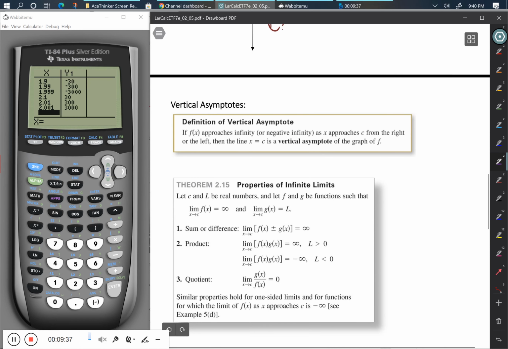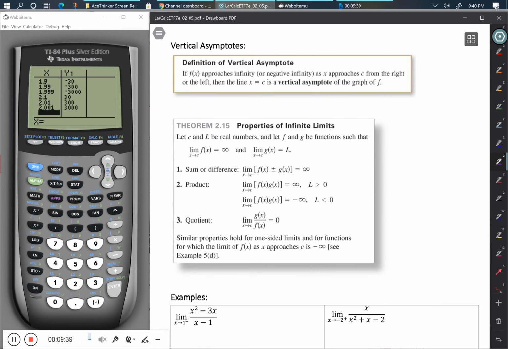Right. So then, what does it mean to say that you have a vertical asymptote? Well, this is the calculus of vertical asymptotes. It says that if f of x approaches infinity or negative infinity as x approaches c from the right or from the left, then that line x equals c is a vertical asymptote of the graph. So as long as you're going to infinity from one side or the other, or possibly both, you have a vertical asymptote. Right?